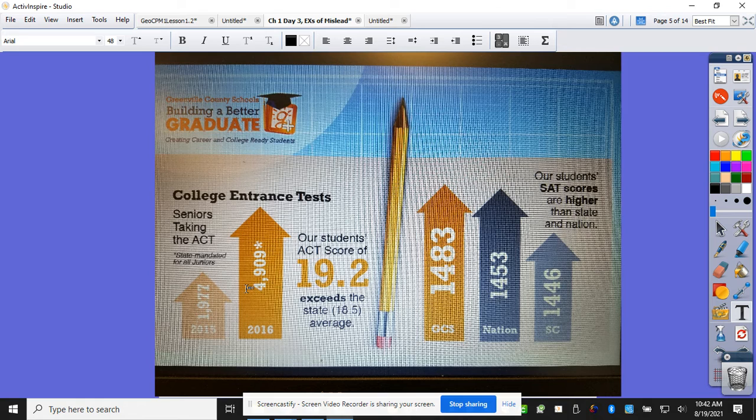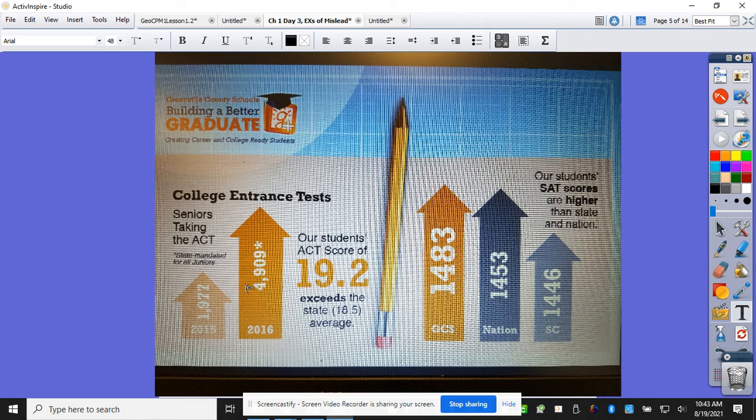Our students' SAT score of 19.2 exceeds the state average of 18.5. That's actually a positive, but visually that doesn't really pop out. I don't know why they kind of did that one that way. That one's okay. Here, our students' SAT scores are higher than the state and nation. Graham County Schools, nation, South Carolina. So that information is correct.